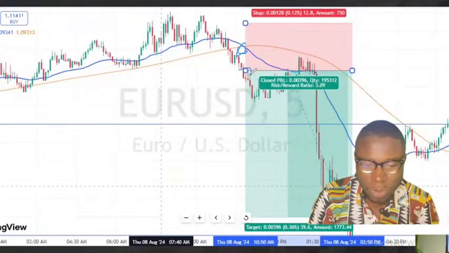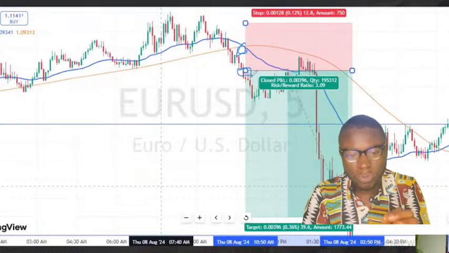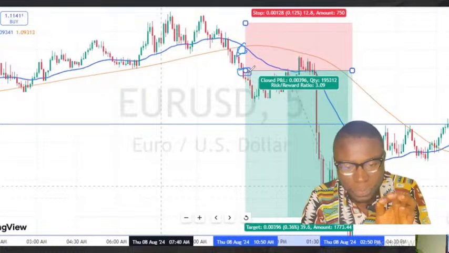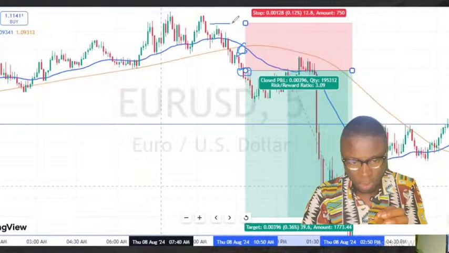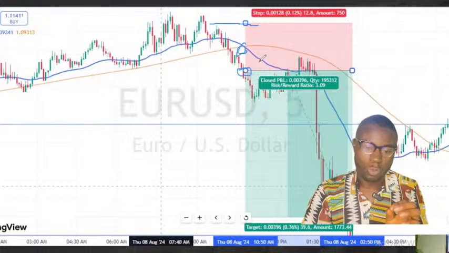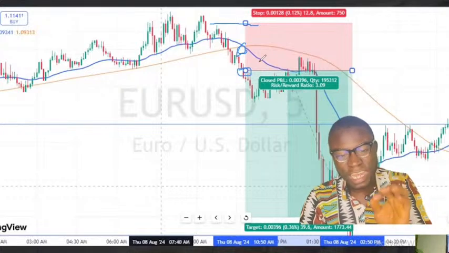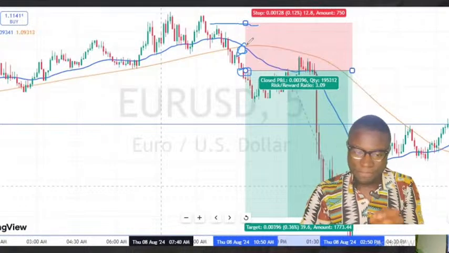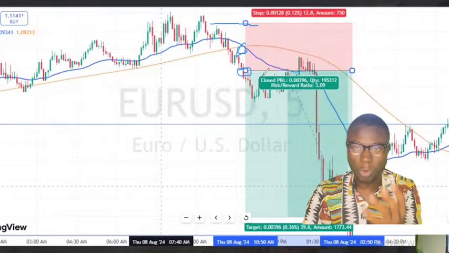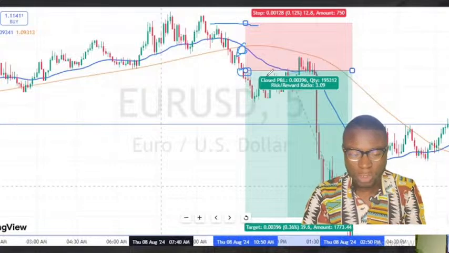So sell that cross below. Okay. The next thing is your stop. Where is the most recent high on your left-hand side? That's where you place your stop. Then you aim for a minimum of 1:2 risk-to-reward.